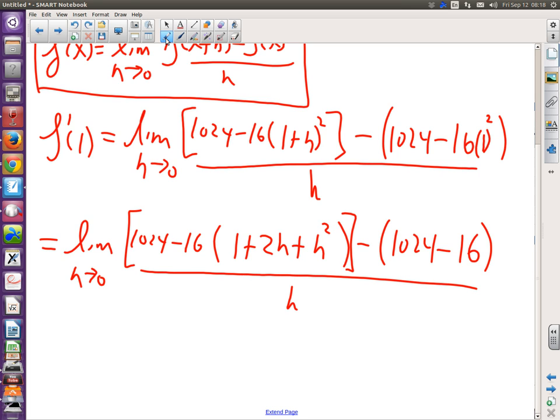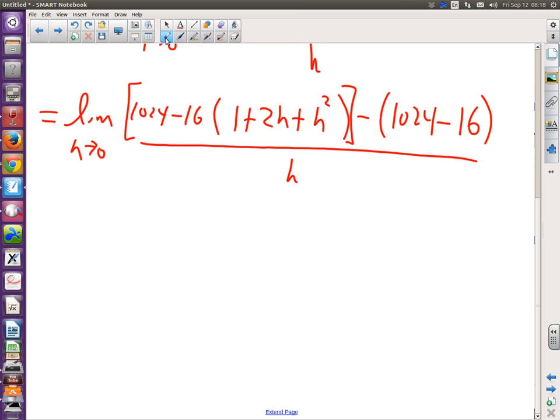What did I mess up now? Let's distribute the 16. But remember, how do you subtract? You never do. So add the opposite of 1024 to 1024. Poof. And then add the opposite of negative 16. How do you add the opposite of 16? Negative 16. You're really adding 16, right? So all I got to do is take this negative 16 times this thing and add 16 and then divide by h.